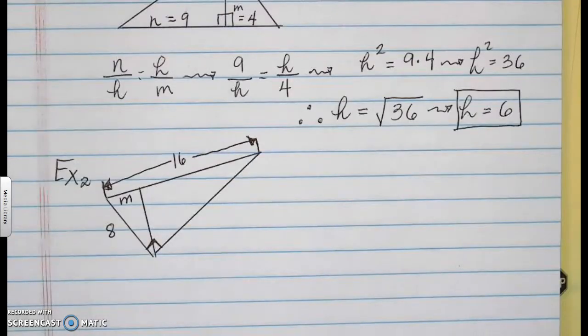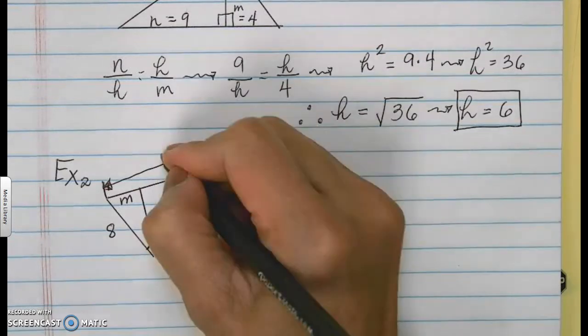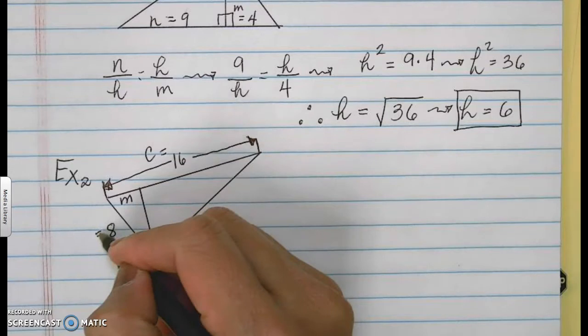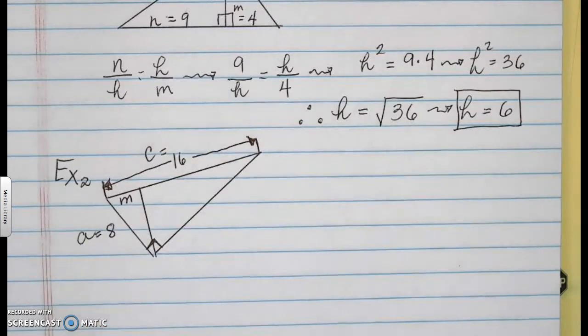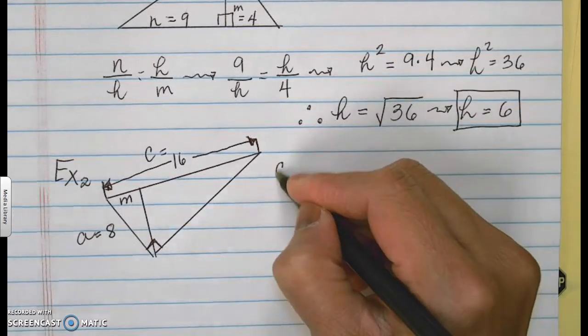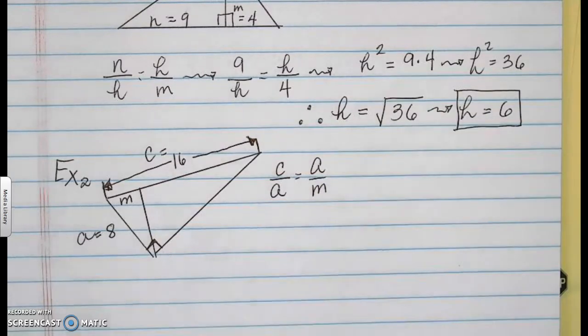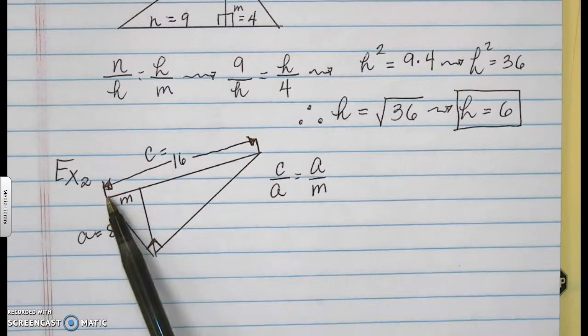Okay, now we have a triangle that is a little bit challenging because it's upside down. However, we know that our 16 is our C. We're looking for our M, and we know that this is our, if I'm not mistaken, we label that as our A. So now we are going to use C over A equals A over M, right? So this side over this side is equal to this side over that side.